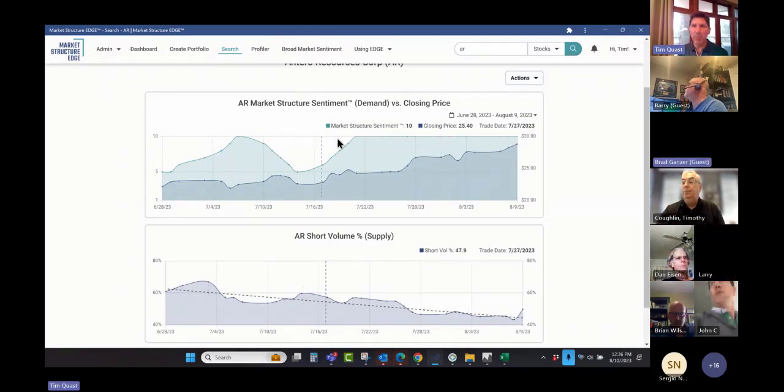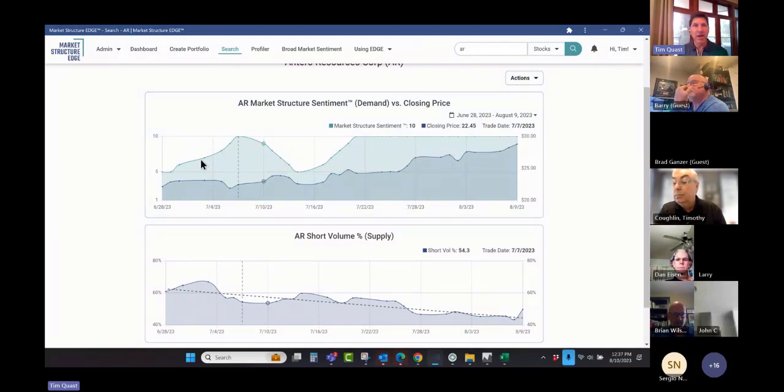Demand is a 10-point algorithm metering buying and selling by investors over short periods of time. The short term is what determines prices. I wish it weren't the case, but it is. This is not private equity, it's public equity, and there are many, many participants with very short horizons like us. We're going to take advantage of those things. Below it is supply, short volume. It's the percentage of trading volume coming from borrowed stock.